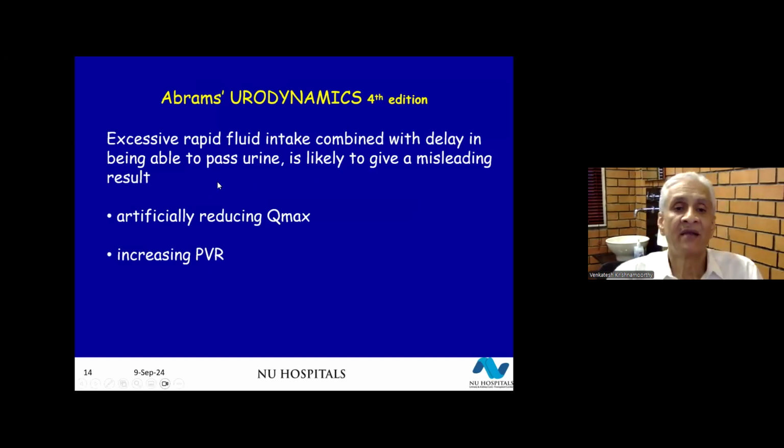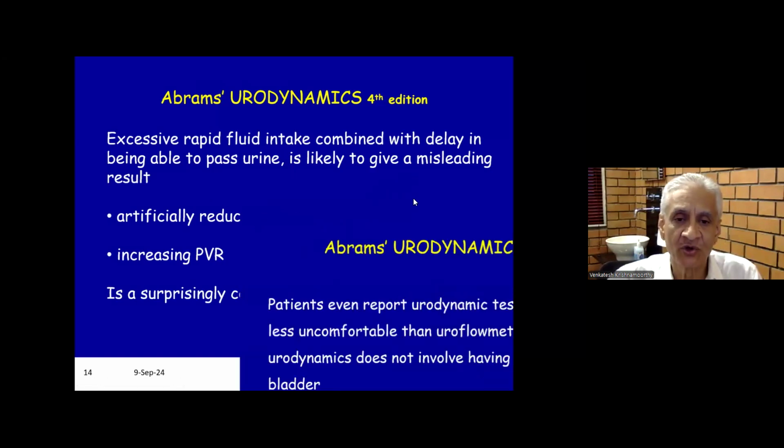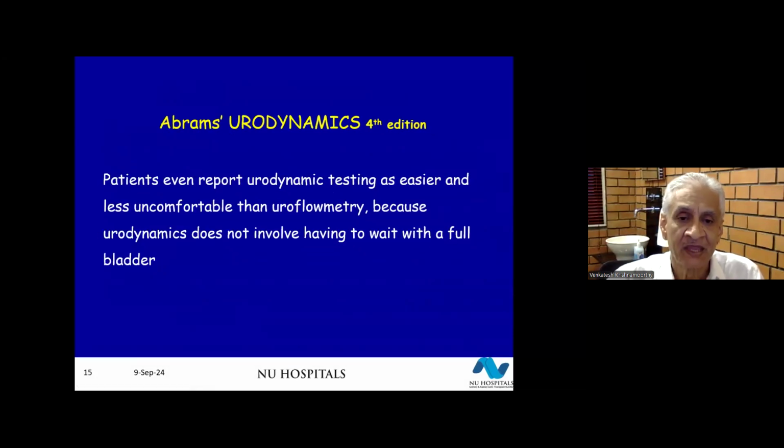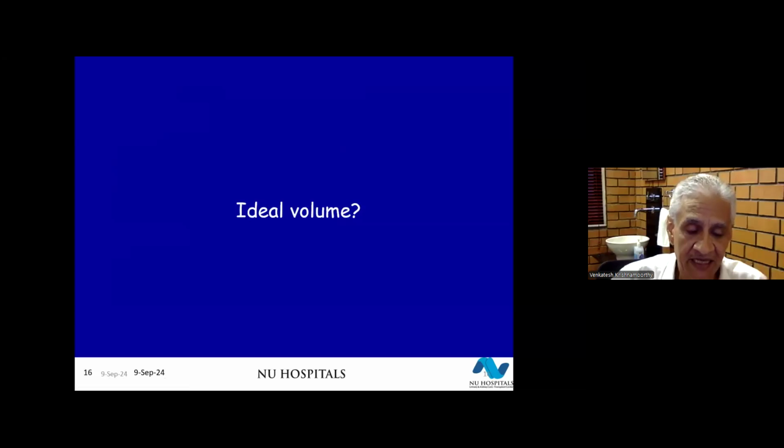Combined with delay in being able to pass urine will give a misleading result. It artificially reduces the Qmax and increases the post-void residual, and is a surprisingly common issue in flow rate clinics, because your results are going to be skewed. Patients even report urodynamic testing as easier and less uncomfortable than uroflowmetry, because urodynamics does not involve having to wait with a full bladder. So remember this as the basic requirement for performing uroflow.